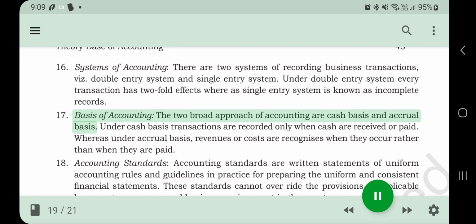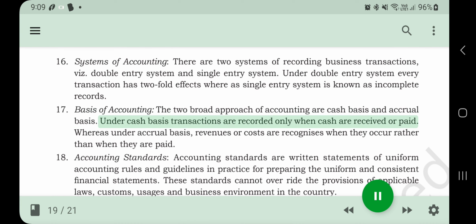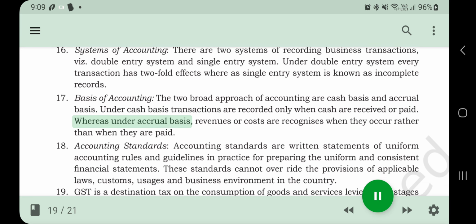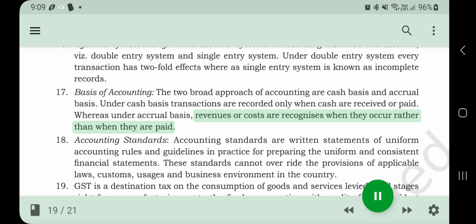17. Bases of accounting. The two broad approaches of accounting are cash basis and accrual basis. Under cash basis, transactions are recorded only when cash is received or paid. Whereas under accrual basis, revenues or costs are recognized when they occur rather than when they are paid.